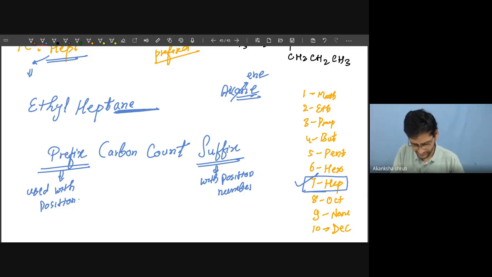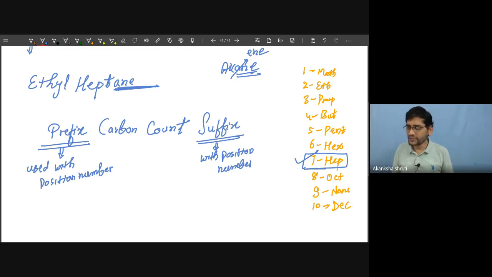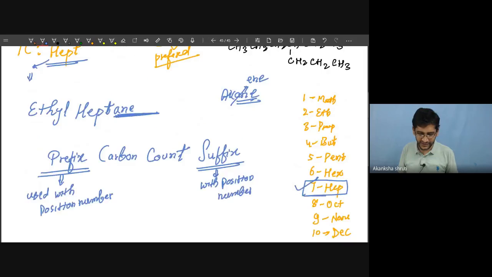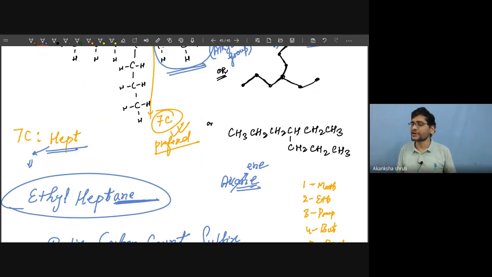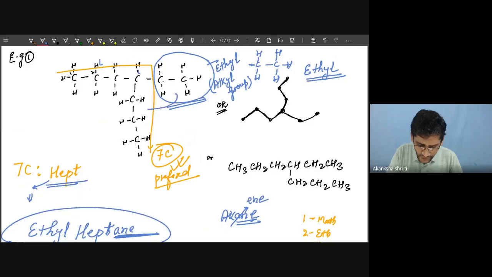Along with position number. What is this position number? You might be observing in your book and many places that some numbers are given before this name. What is that number? That number is the position number that we have to understand. So, student, in this case, if you are writing this one, this itself is not sufficient. Why? Because it may be possible that this ethyl group may be present here itself.